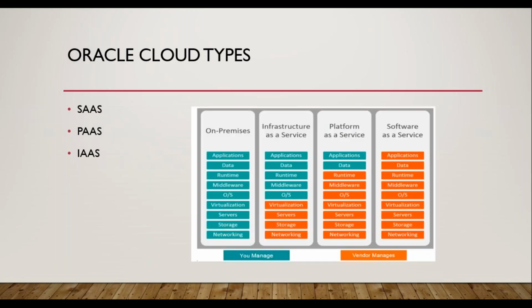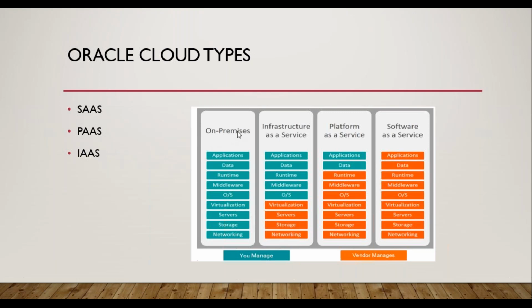And these are the Oracle Cloud types, how Oracle serves its services in Oracle Cloud. There are three types we can see: SaaS, PaaS, and IaaS. Mostly 70 to 80% of the customers currently opt for software as a service, and people have also started going for platform as a service and infrastructure as a service. So I have listed out the basic differences here.